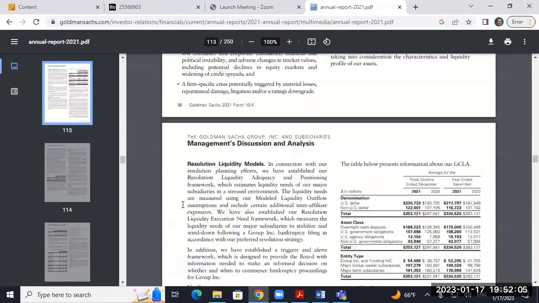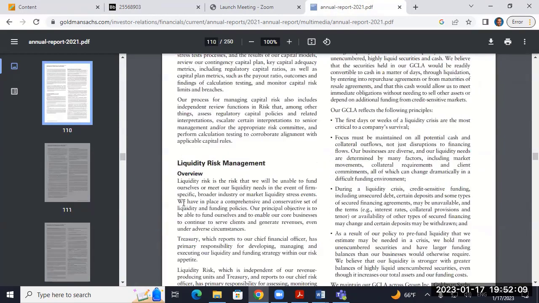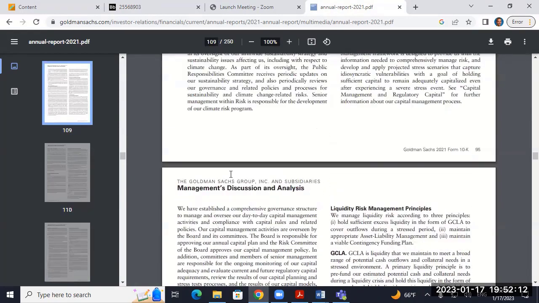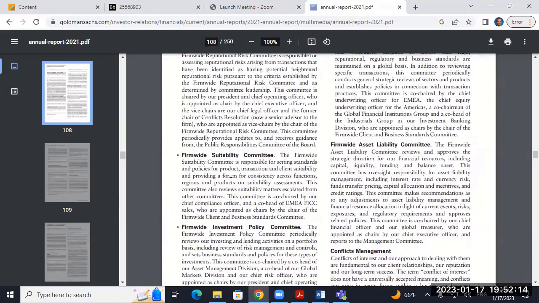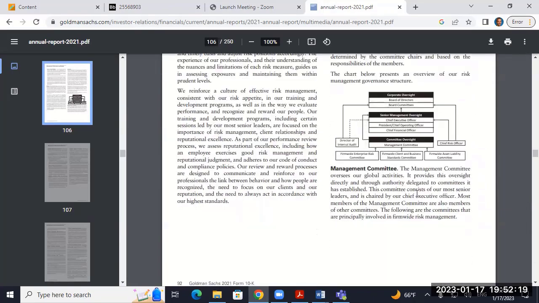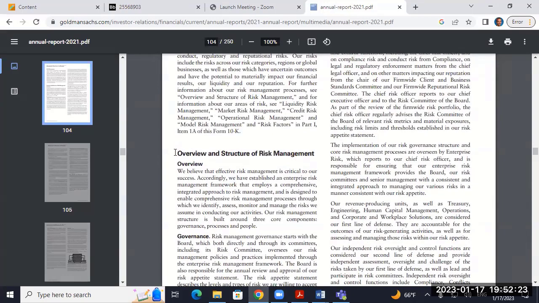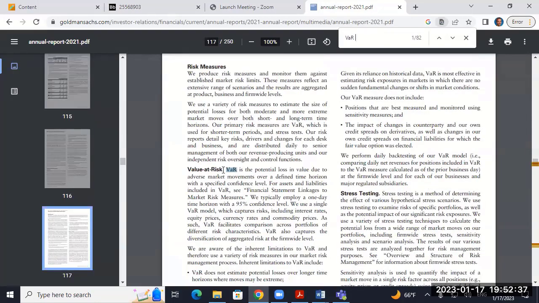There's liquidity. Liquidity risk management. And here's the overall structure. You'll see charts like this. So there it is, overview and structure risk management. Every bank will have it slightly different than that. The way I find it is I usually do a search on VAR space. If you do that, you'll find value at risk.